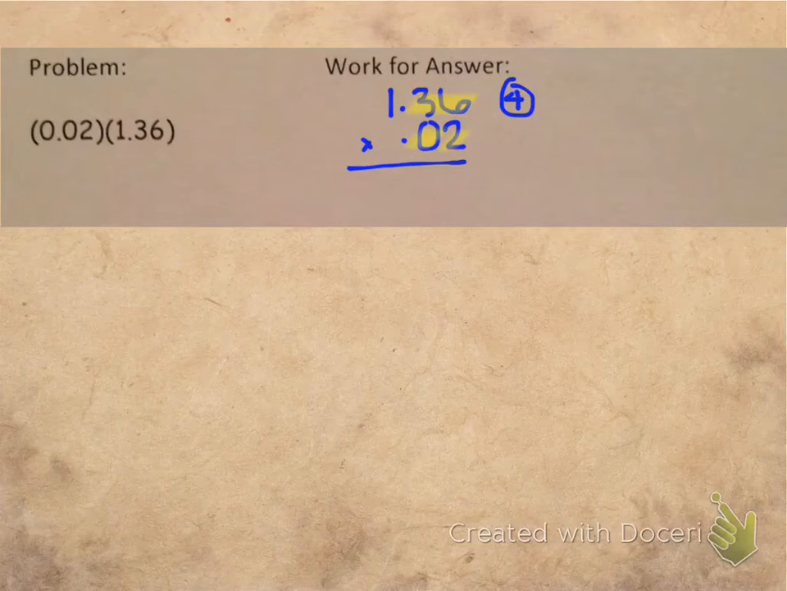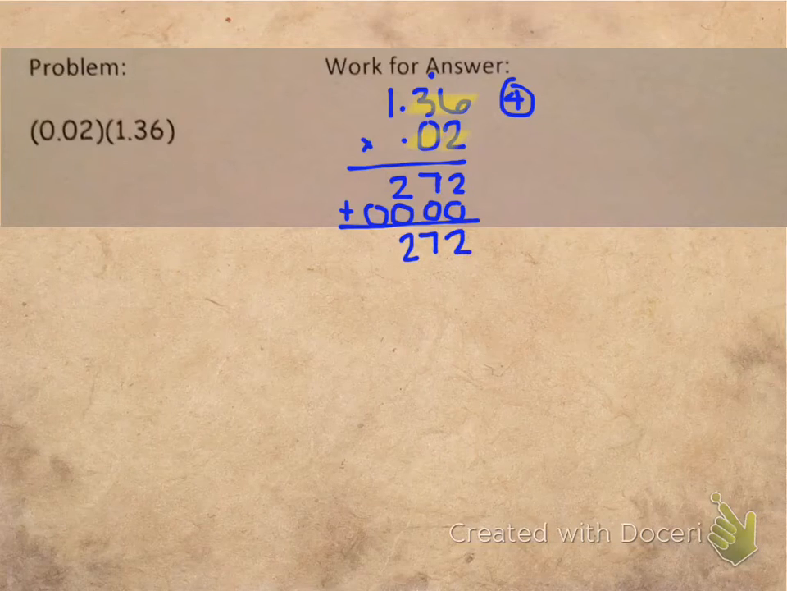So 2 times 6 is 12. 3 times 2 is 6 plus 1 is 7. 2 times 1 is 2. Add your 0 to hold your place value. 0 times 6 is 0. 0 times 3 is 0. 0 times 1 is 0. Add them up, and you get 272.